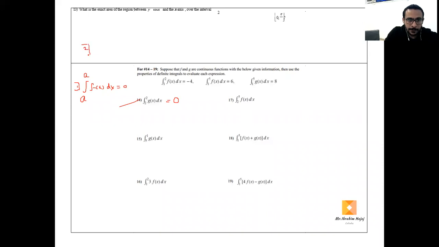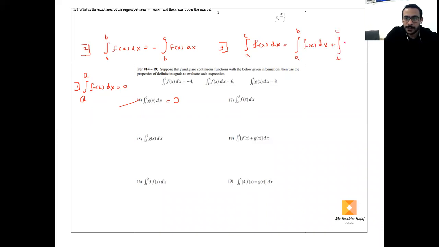The second property: from A to B of f of x dx is equal to negative the integral from B to A of f of x dx. This is another property. Number 3, from A to C, maybe with B in the middle but not present in the question, so it's not shown. You can say from A to B of f of x and continue from B to C of f of x dx. Like the last absolute value question we solved: we split it from negative 1 to 4 into negative 1 to 2 and 2 to 4.